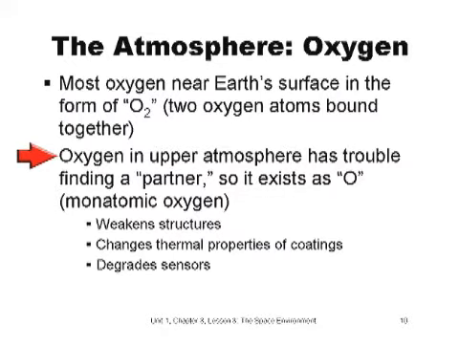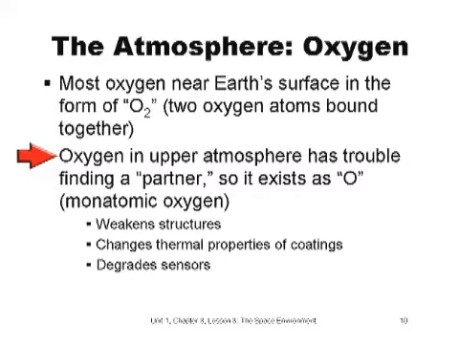In Earth's upper atmosphere, where space work occurs, oxygen atoms have trouble finding a partner, so they exist as O, called monatomic oxygen. This free, or monatomic oxygen, can react with many materials. That makes sense, but what does that have to do with spacecraft?